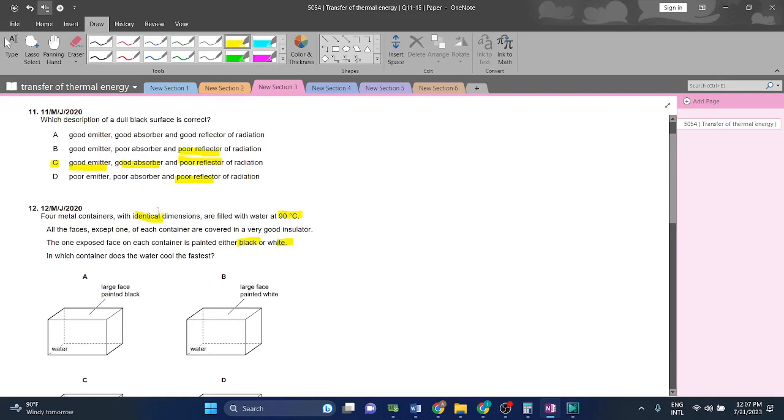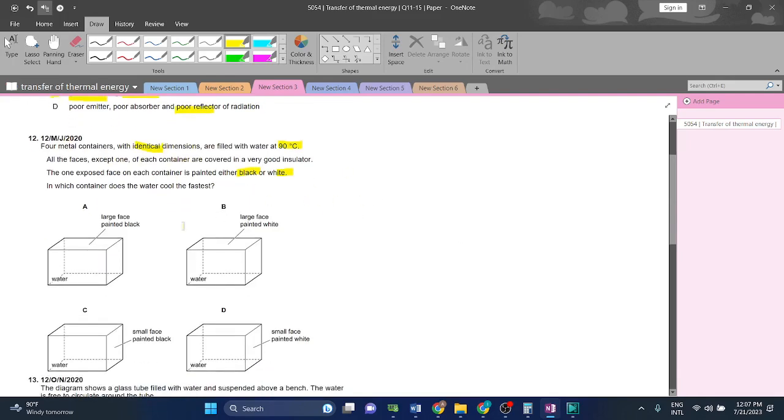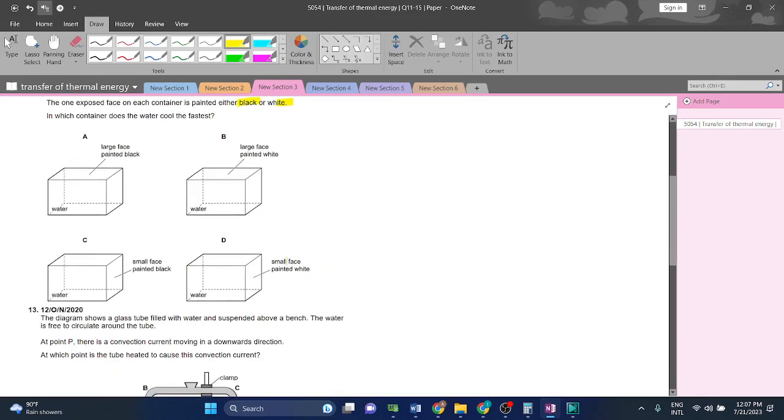Water will cool faster in the container जिसकी जो surface area है ना, the area which is the largest, because it will have more space to emit the heat. First, the surface area must be the largest. मतलब छोटी side वाला नहीं होगा, the small face painted with white, the small face painted with black will not be a viable option. It's either A or B.